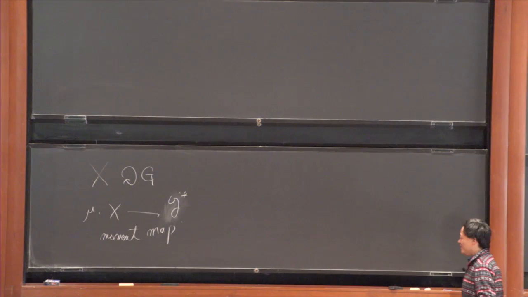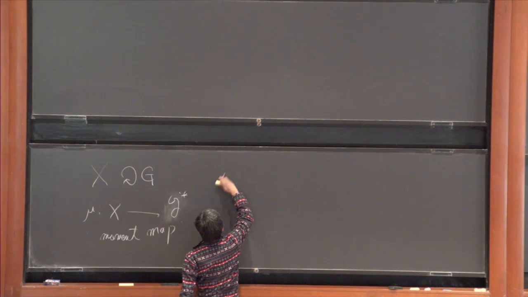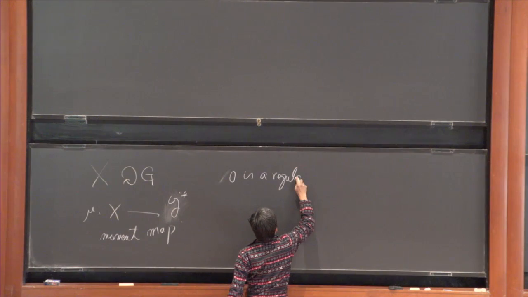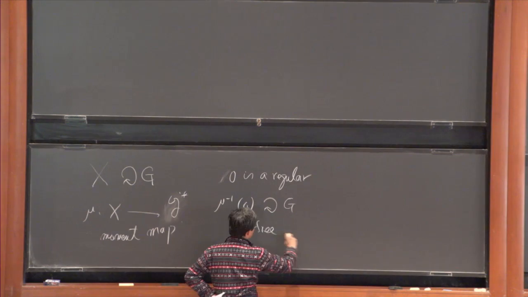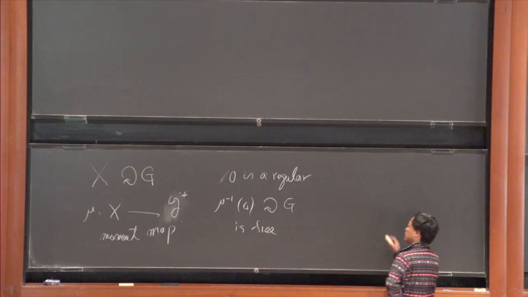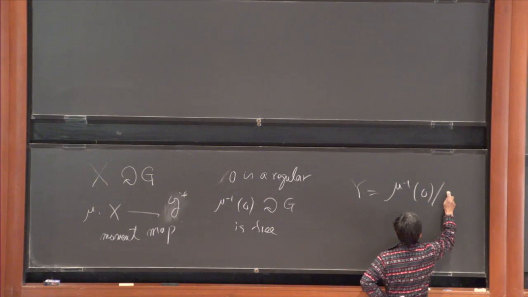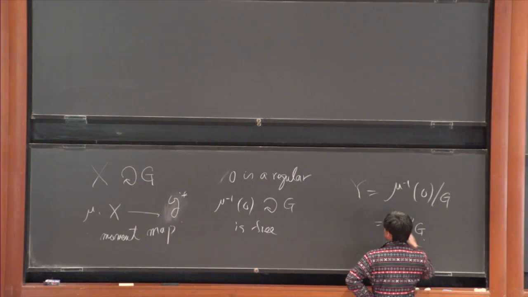But anyway, now we consider the symplectic quotient. We assume that zero is a regular value. There are things we might try to do otherwise, but let me assume it. Then we consider mu inverse 0, and we assume that the action is free. So this is a somewhat simple situation. Then, as you know, the symplectic quotient is just mu inverse 0 divided by G, usually written X divided by G. So this is another symplectic manifold, and this is the situation I want to study.